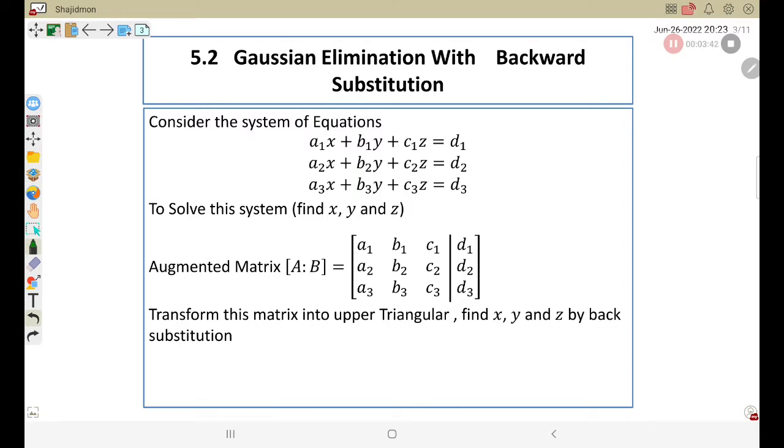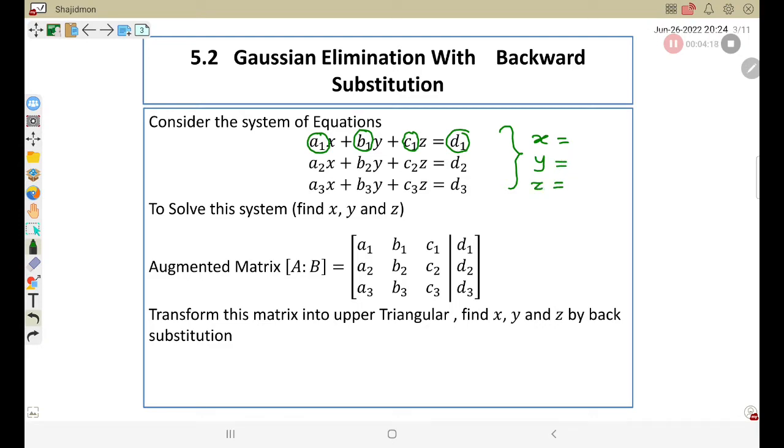Consider a system of equations. For example, I am giving here a 3 by 3 system: a1x plus b1y plus c1z equal to d1. The numbers a1, b1, c1 and d1 are all given in the question. The number behind x is a1, behind y is b1, behind z is c1, and the right side number is d1. These are the coefficients, and they will be given in the question. From this system we need to find x, y and z.